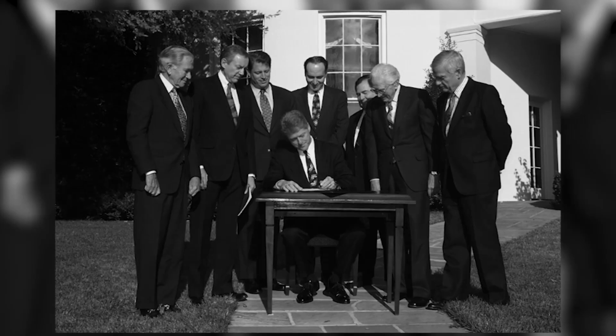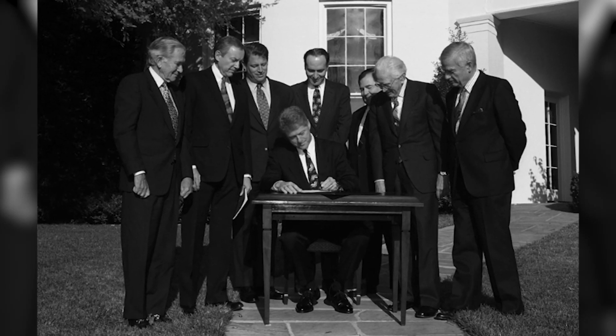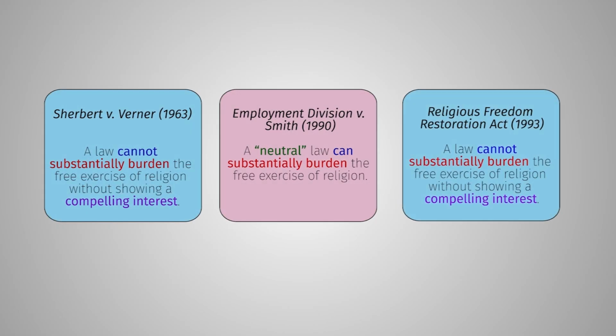In 1993, Congress, which was then controlled by the Democrats, used its Section 5 powers to enact the Religious Freedom Restoration Act, or RFRA. The House passed RFRA unanimously. In the Senate, the vote was 97-3. President Clinton signed RFRA. As its name suggests, RFRA sought to restore Sherbert's more protective test.